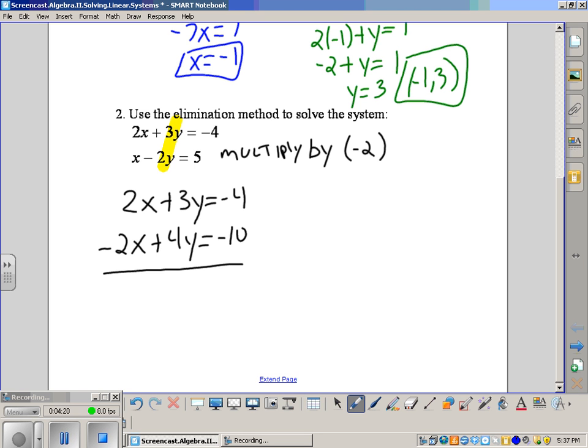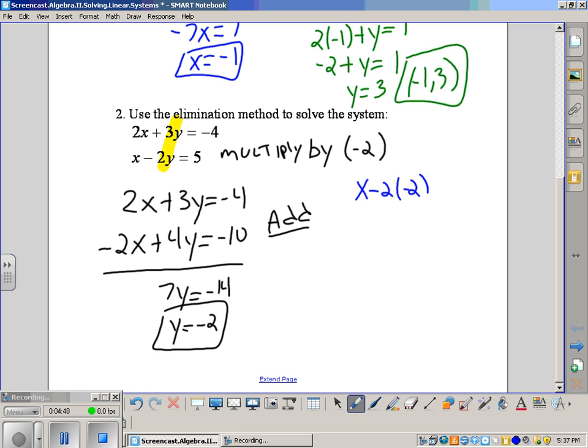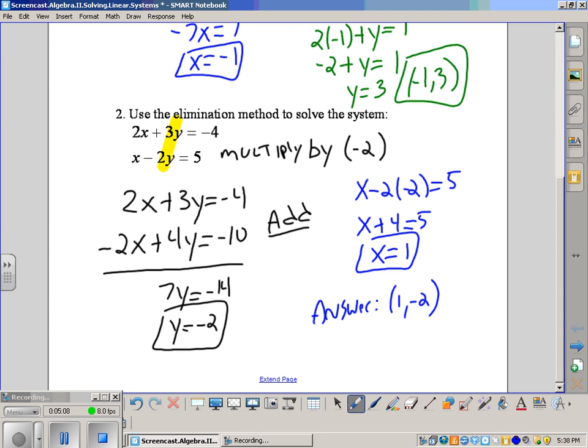And I'm going to add the 2 equations together. Y looks like it's equal to negative 2. So again, like in question number 1, I'm going to plug y equals negative 2 into the easier equation. I'm going to call that the second equation. Remember that 2 negatives multiplied together are a positive. So it seems like x is equal to 1. So my answer is 1 comma negative 2.